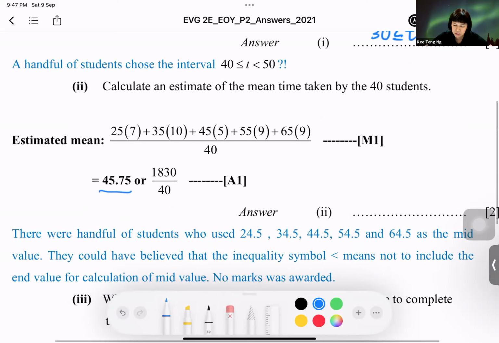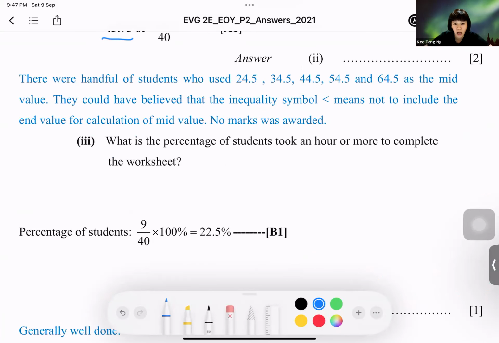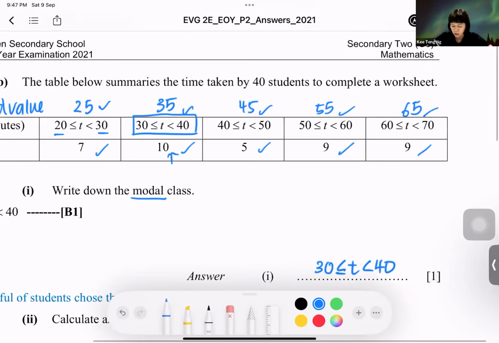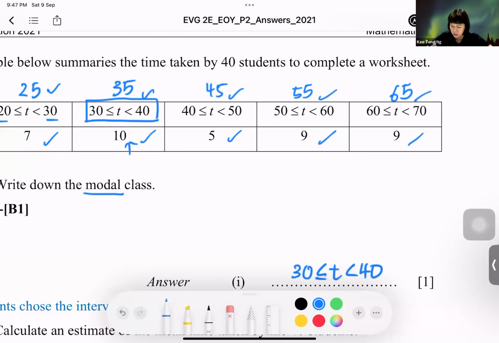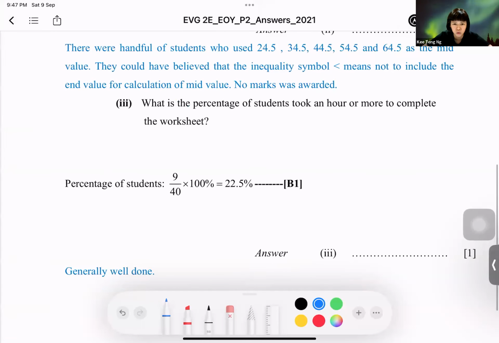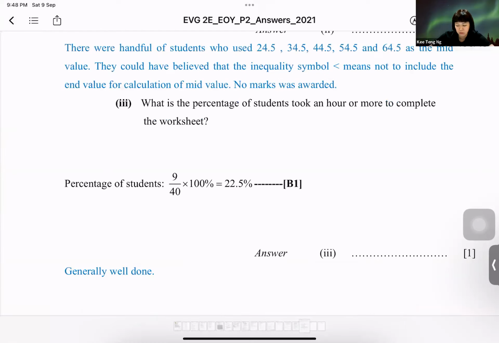Next question, what is the percentage of students who took 1 hour or more? 1 hour or more means 60 minutes and more. So 60 and more, number of students, that will be 9 out of 40 times 100%. So that gives you 22.5%. Okay, even if you cannot do the first part, this part you still can do. Am I right?